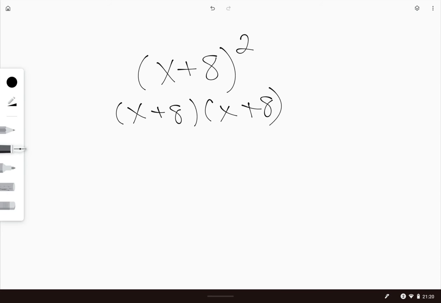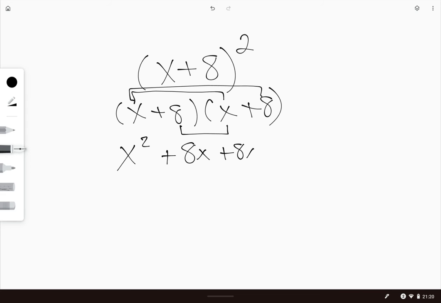All right, so again, using FOIL, x times x is going to be keep the base, add the exponent, so x squared. X times 8 is plus 8x. 8 times x is plus 8x. And then 8 times 8 is 64.